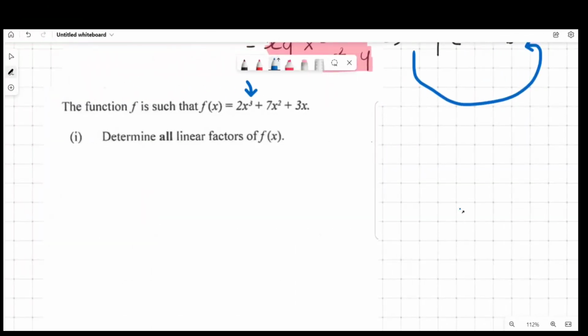The function f is such that f of x is equal to 2x cubed plus 7x squared plus 3x. That's what it is. They want you to determine all linear factors.